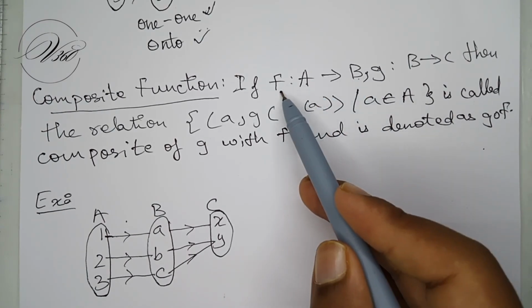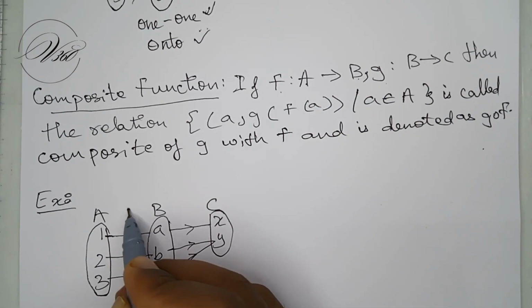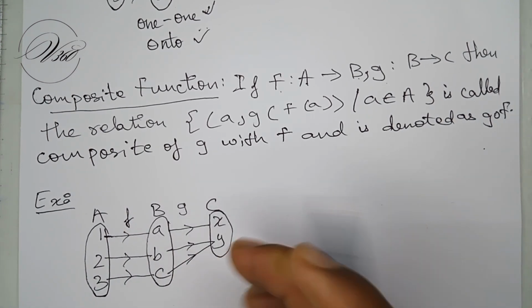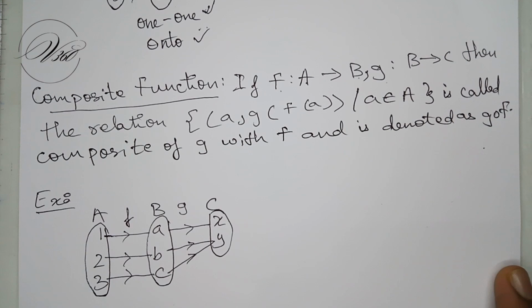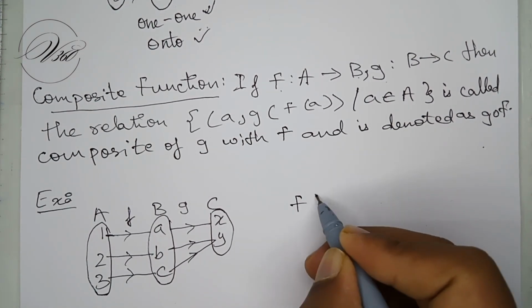So like this. What is this A and B? A and B here represents f. B and C represents g. A and B is f. B and C is g. Okay. Now, what is f of 1?